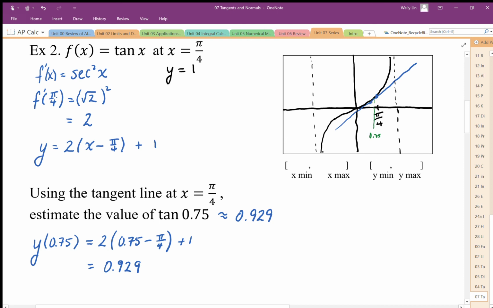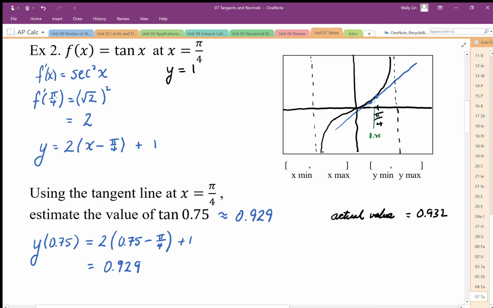Now, just looking at the curvature of this, you can kind of see that maybe because of the way it's curved, the black coordinate, the actual tan value, should be slightly bigger than that. And if I actually calculate tan of 0.75 on my calculator, the actual value works out to be about 0.932, which is pretty close. Okay, so that's that approximation.